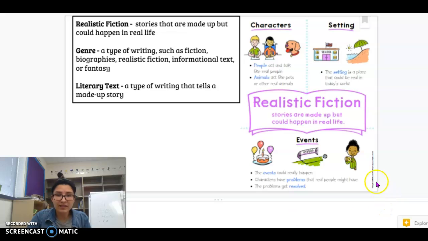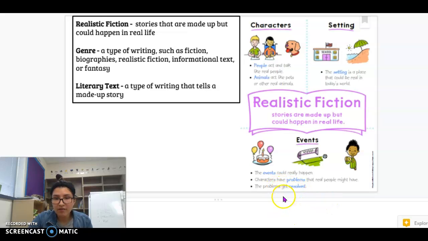Now, the big one is events. So, events are the different things that are happening throughout the story, right? So, the events could really happen. So, if it's a birthday party or a soccer game or a class play, something like that, those are events that could really happen, right? Or maybe visiting a friend. Those are things that could happen.